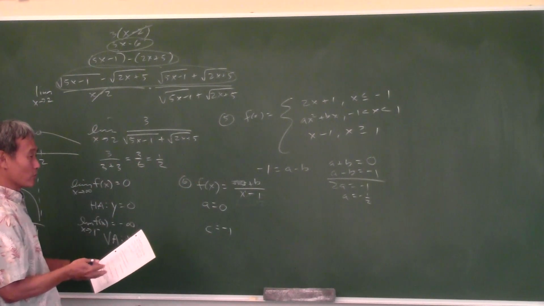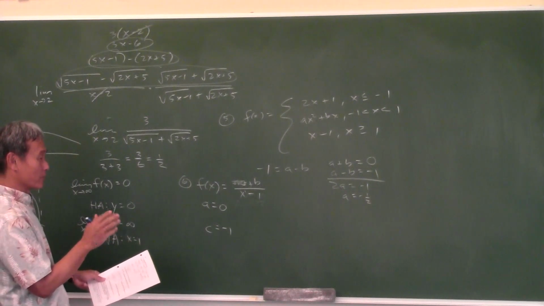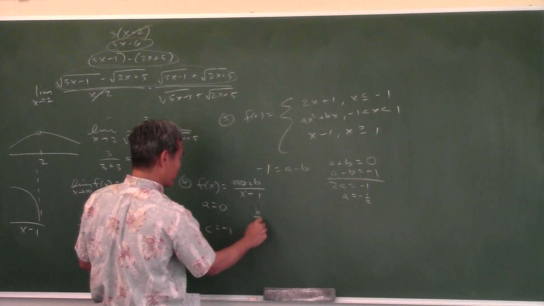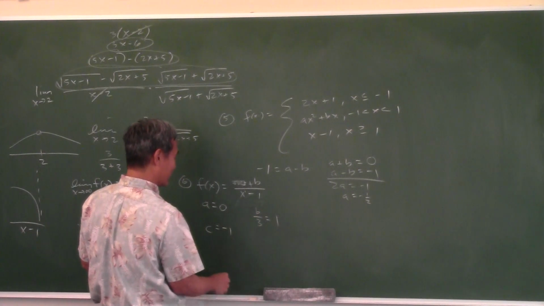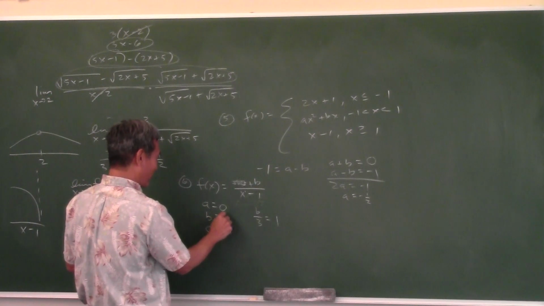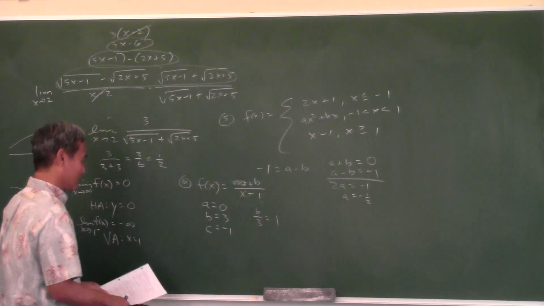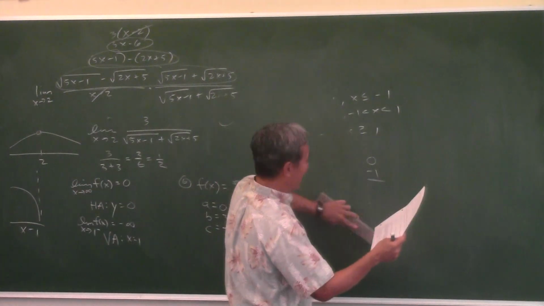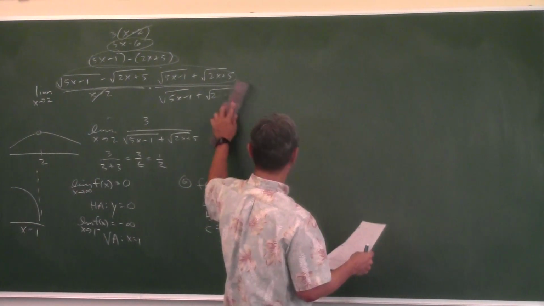F of 4 equals 1. That means if I plug in 4 for x, you will get 1. Okay, plug in 4 for x there. What do you get? B over 3. That has to equal 1. I think we can figure out b. Okay, let me just write it for you. 3. And this problem looks like the last problem on the test right here.